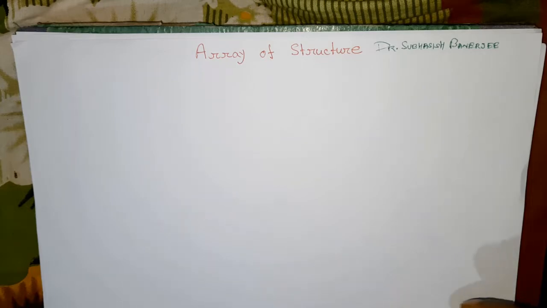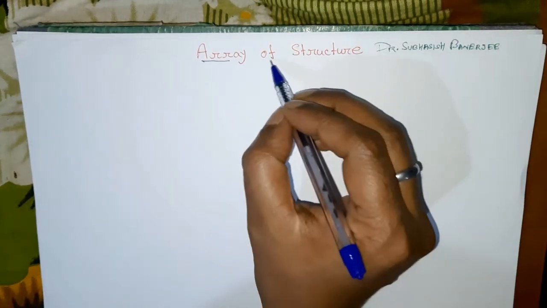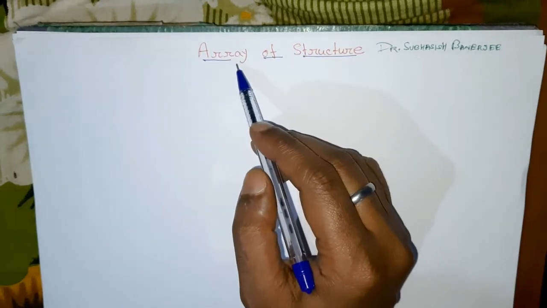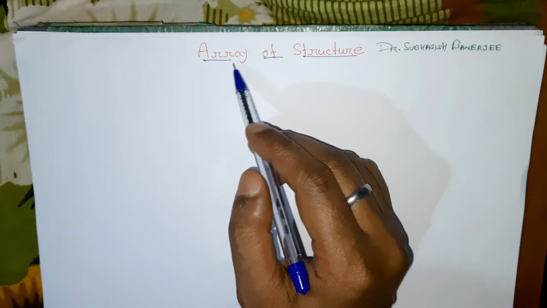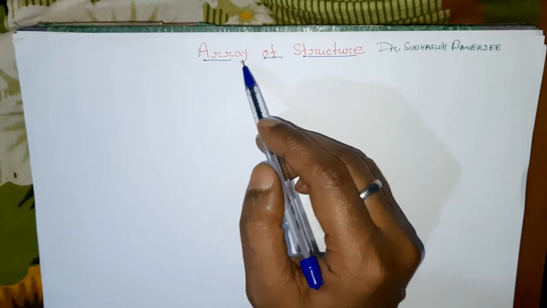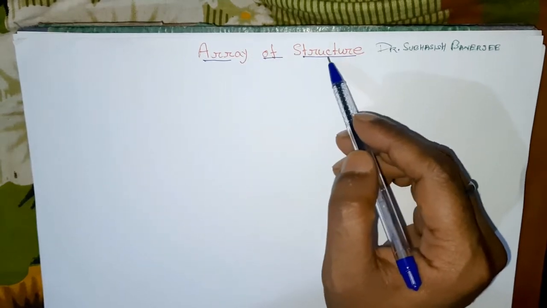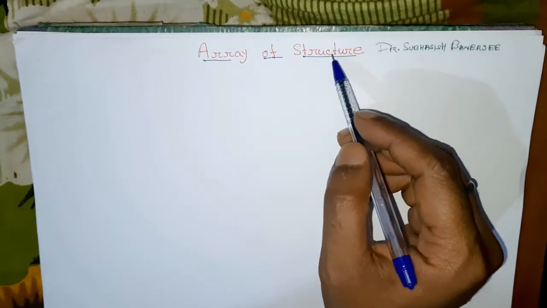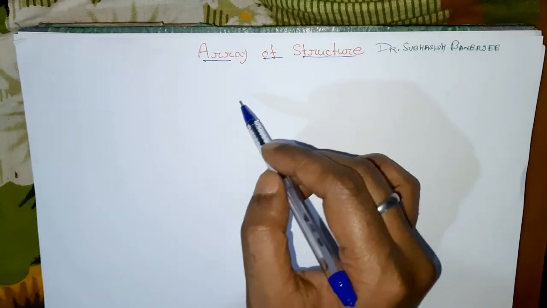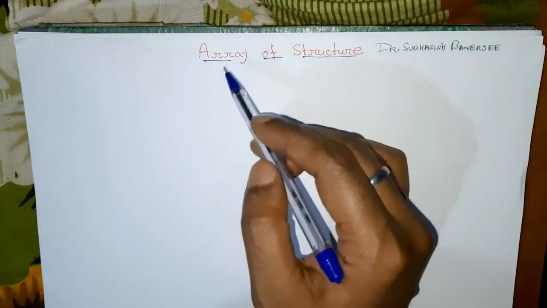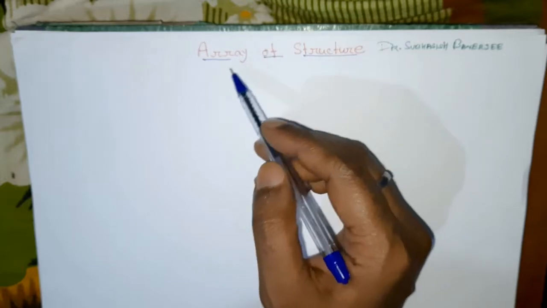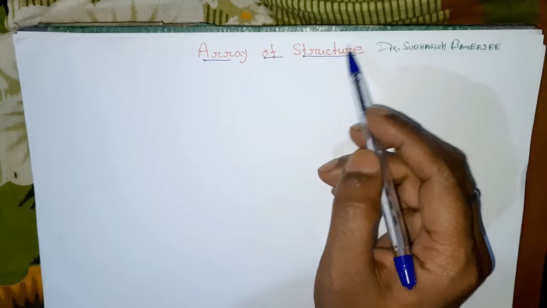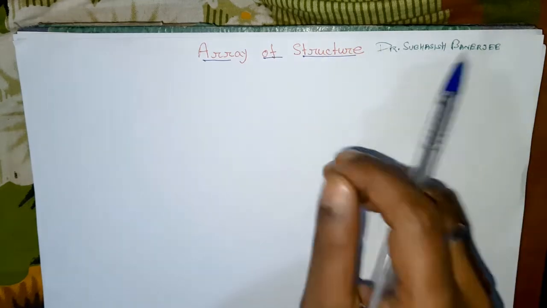So in this lecture we are going to discuss the array of structures. What is an array? We are already familiar with it. It is used to store a finite set of elements of similar type, and a structure is a user-defined data type which is used to store heterogeneous types of data. Now in this lecture we are going to discuss how an array, a finite set of elements of similar type, is used in a structure, where structures store data elements in heterogeneous form.